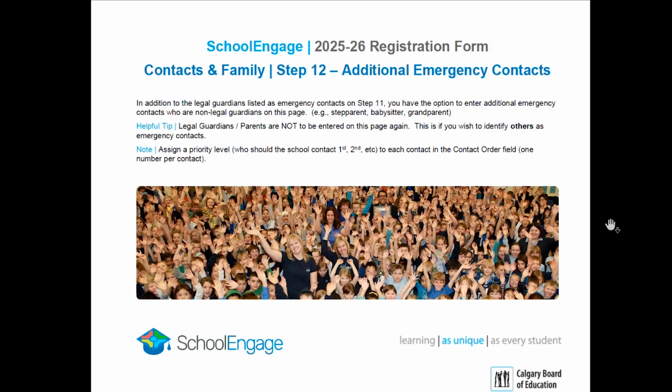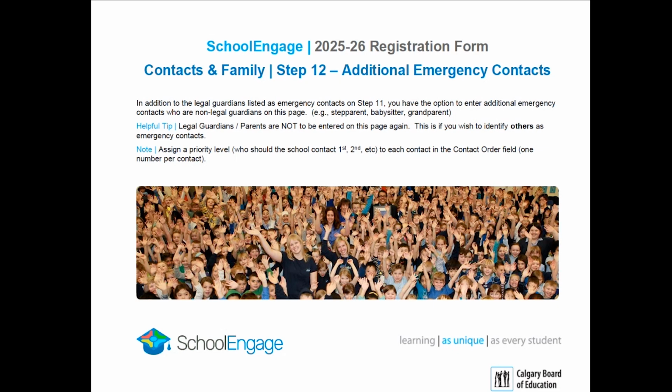Contacts and family, step 12, additional emergency contacts. In addition to the legal guardians listed as emergency contacts on step 11, you have the option to enter additional emergency contacts who are non-legal guardians on this page. For example, step-parent, babysitter, grandparent, etc. Helpful tip: legal guardians or parents are not to be entered on this page again. This is if you wish to identify others as emergency contacts.